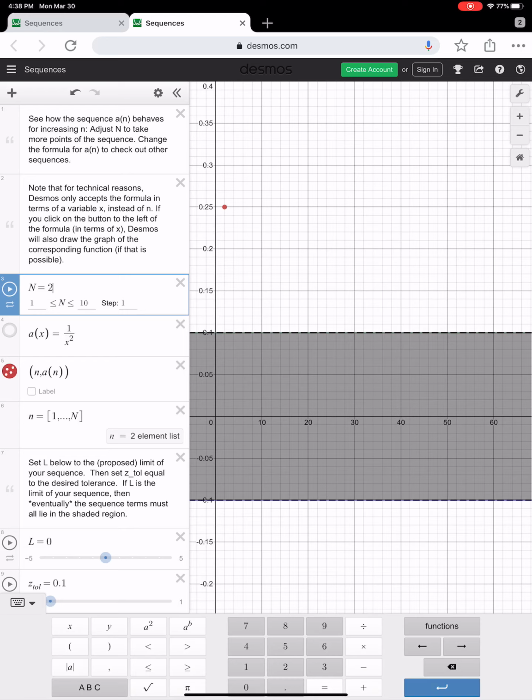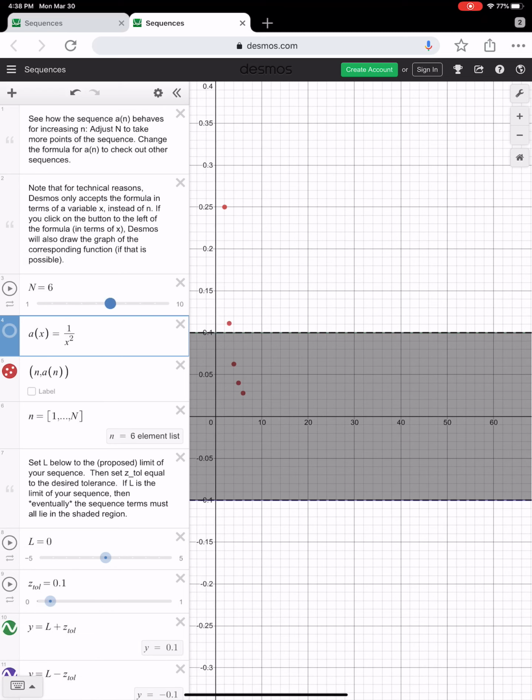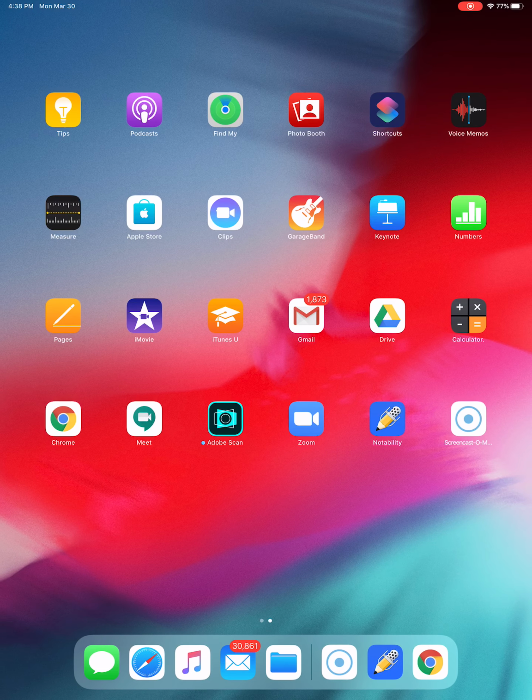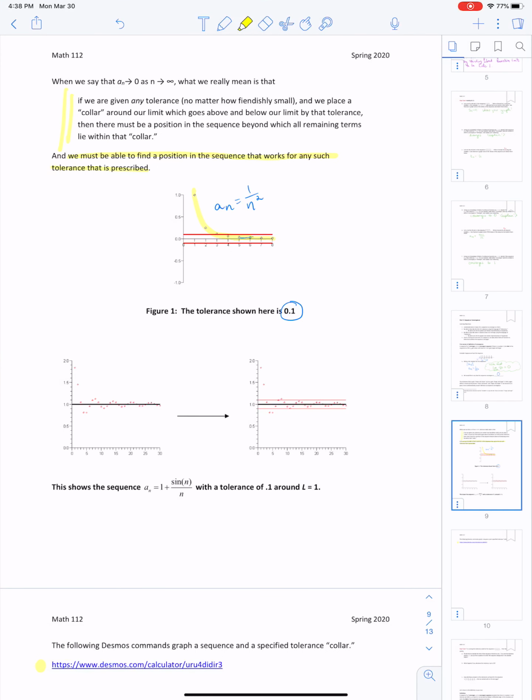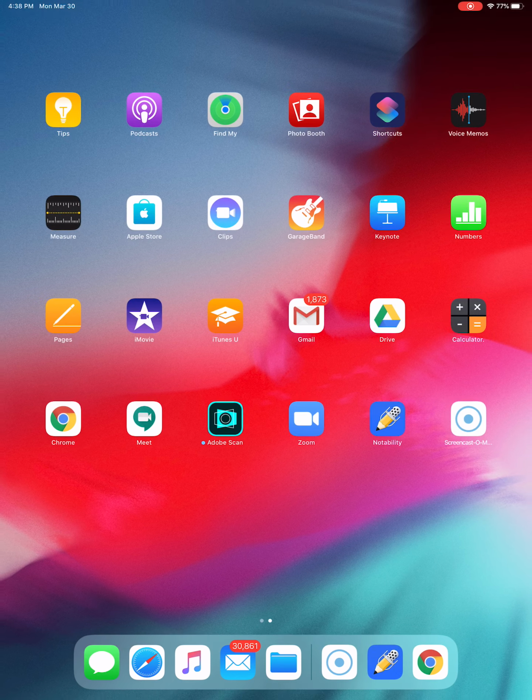Okay, and I've got the sequence x squared. Okay, and so you can see what's happening here. Let me make the tolerance in this case. Let's see what was going on in my last graph here. I had a tolerance of 0.1, and you can see that already once I hit n equals 4, I'm staying within that tolerance. So let's go back here and take a look.